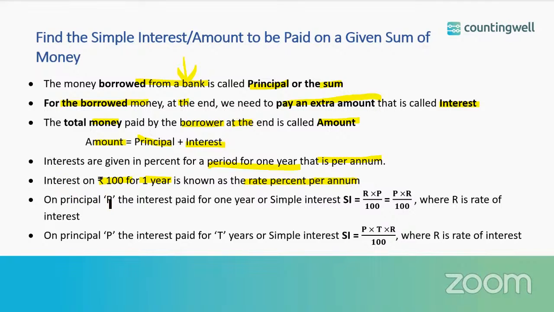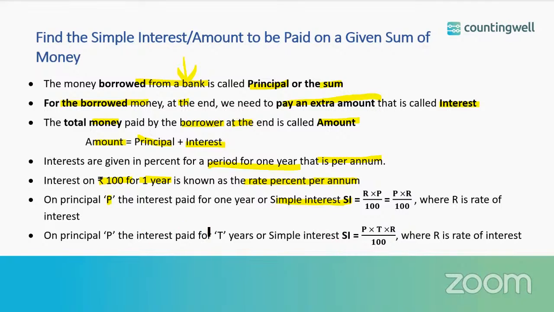So on the principal amount, the interest paid for 1 year, or the simple interest formula, is R into P divided by 100, or it can be written as P into R divided by 100, where R is the rate of interest.